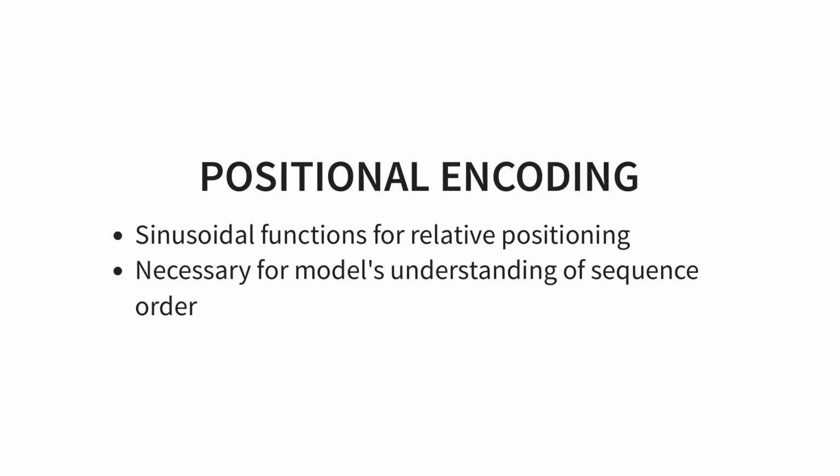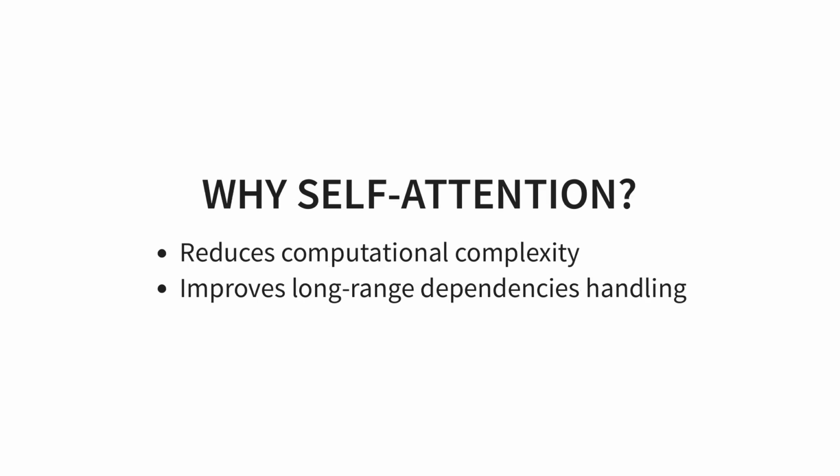Positional encodings are added to the input embeddings to provide the model with information about the order of the sequence. The transformer uses sine and cosine functions at different frequencies for this purpose. The self-attention mechanism is key to the transformer model's success. It reduces the overall computational complexity and allows for more efficient learning of long-range dependencies in the data.